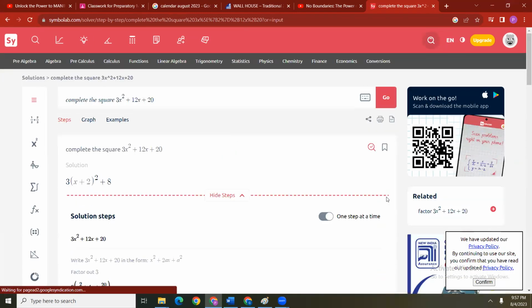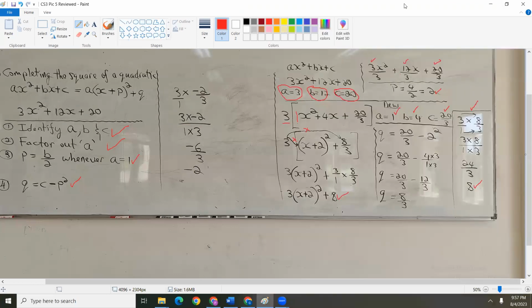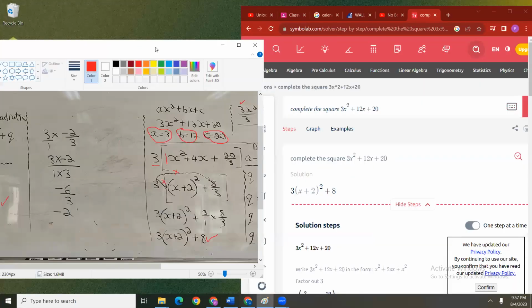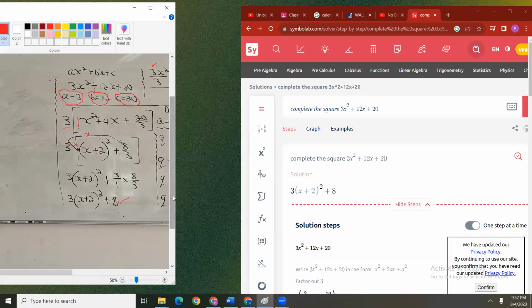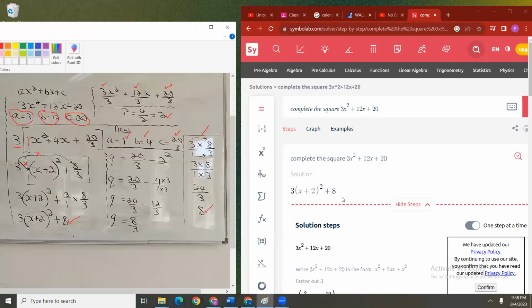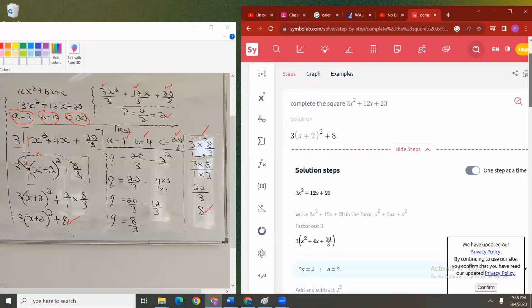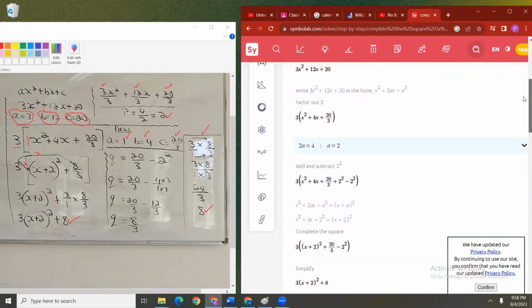And let us compare. Voila. Here we can see Symbolab has given us an answer which resembles what we got. So here's our working. We got 3 outside of x plus 2 all squared plus 8. That's what Symbolab got, and Symbolab also gives us some solution steps. Let's take a look at them.